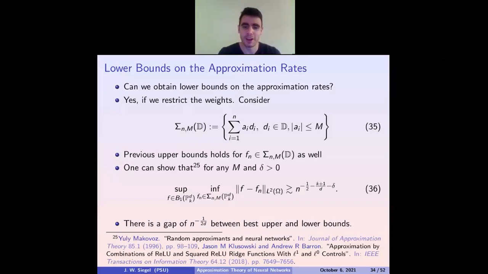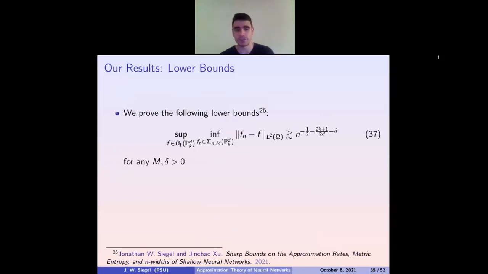Okay. So with this restriction, you can obtain lower bounds on the approximation rates, but in particular there still is a gap between the best lower bound previously obtained and the upper bounds we had. So our question was, can you close this gap of n to the minus 1 over 2d? And that's basically what we did next, right?